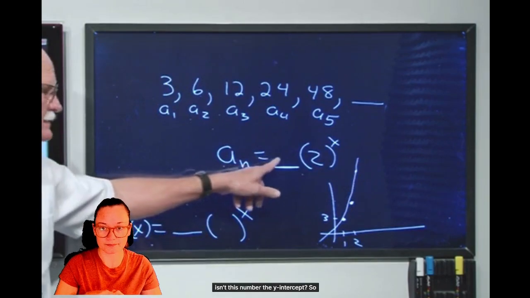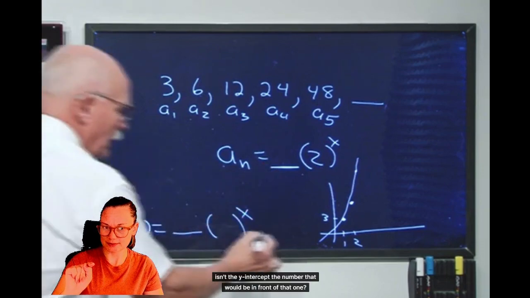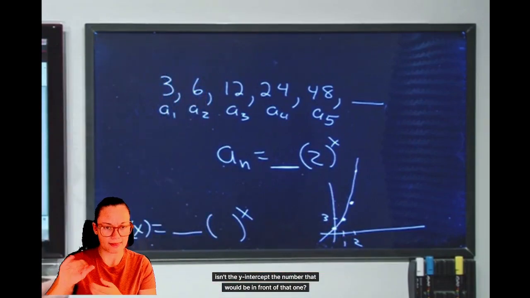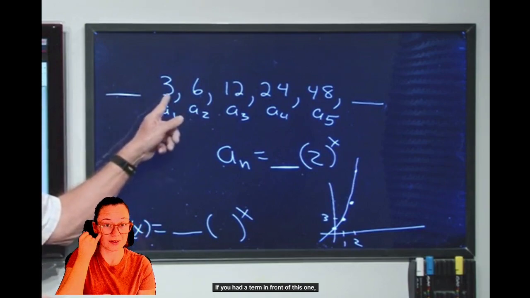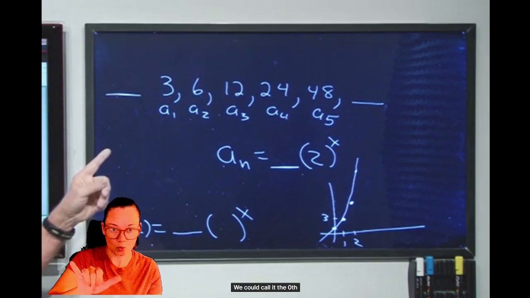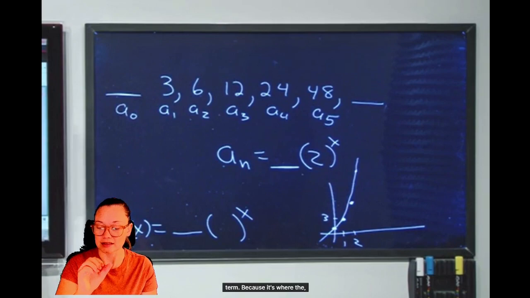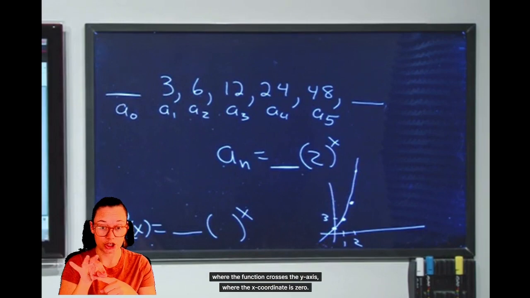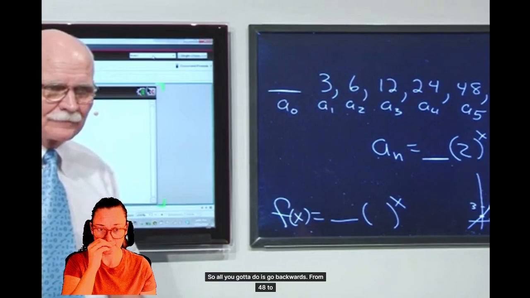But isn't this number the y-intercept? So isn't the y-intercept the number that would be in front of that one? If you had a term in front of this one, that would be your y-intercept. We could call it the 0th term because it's where the function crosses the y-axis, where the x-coordinate is 0. So all you got to do is go backwards.